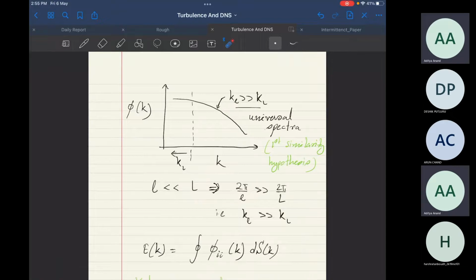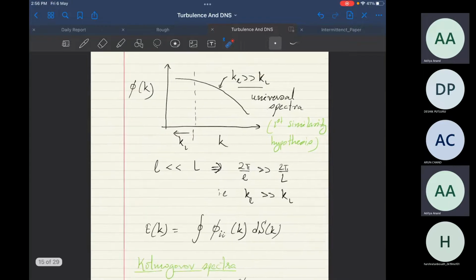Kolmogorov says that for scales which are much smaller than L, the integral length scale, the corresponding relationship for wave numbers would be for wave numbers which are much larger than KL. So KL is the wave number corresponding to the integral length scale, which is 2 pi by L. So for all the wave numbers larger than this, your phi k will have a universal form. So this is the first similarity hypothesis.